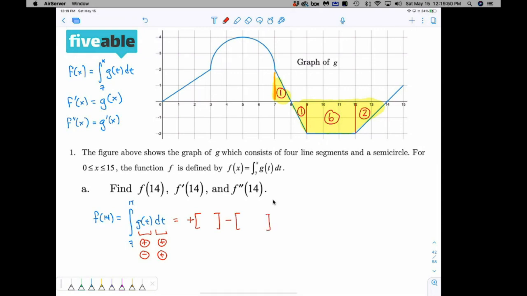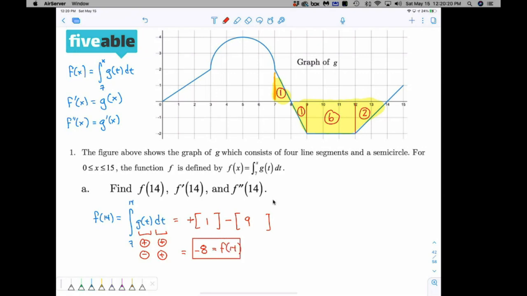Keeping that in mind, I can now find f of 14 by using the geometry. The first region right here is given as positive 1. And then the next region is all going to be negative. So it's -1, -6, -2. That's going to get me -9. I'm sorry, it's going to get me 9, but I've already taken care of the negative. So it's going to be 1 minus 9. That's going to get me a final answer of -8.